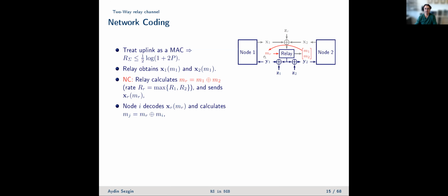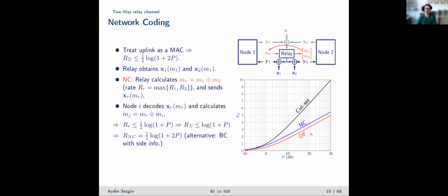Since each node knows what it has sent by itself, it can decode XR. That means it will get MR and then apply another XOR modulo operation to get the desired information, right? Both of the nodes do this. Node 1 knows M1, does this operation to get M2, and node 2 knows M2, does this operation to get M1. So the rate from the relay to the nodes is given by this expression, and the sum rate is going to be twice this, which is going to be like this. So we have improved a bit.